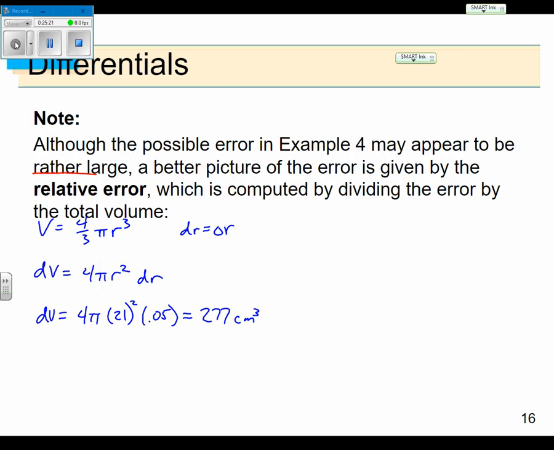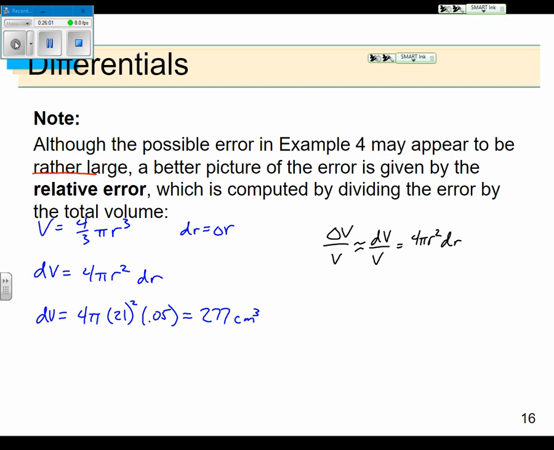Well, let's redo our error and find the relative error. To find the relative error, what we're going to do is divide the error by the total volume. My error on this one would be my change in volume because of my mistake. Well, I don't have that, but I can estimate it pretty well with the dV that I found. And remember that we said that dV was going to be 4 pi r squared dr.